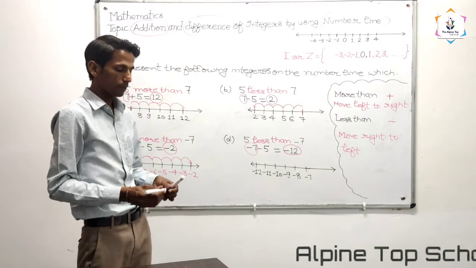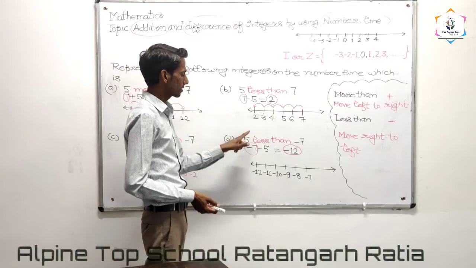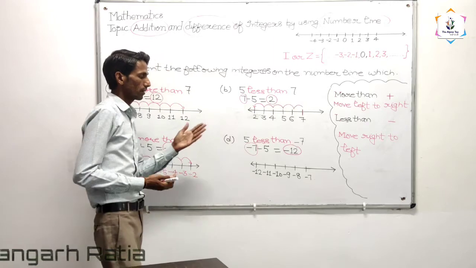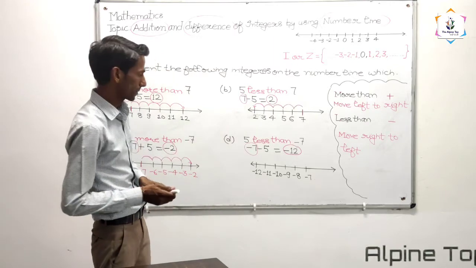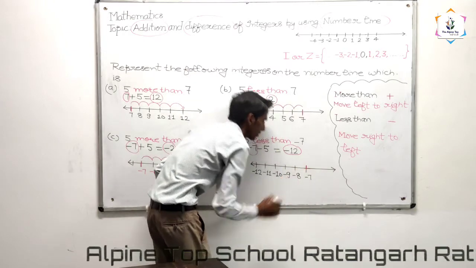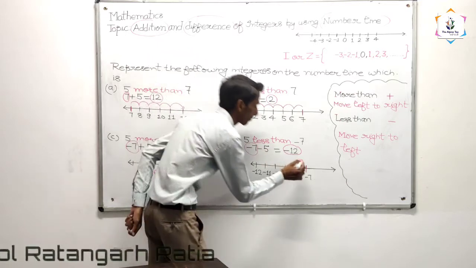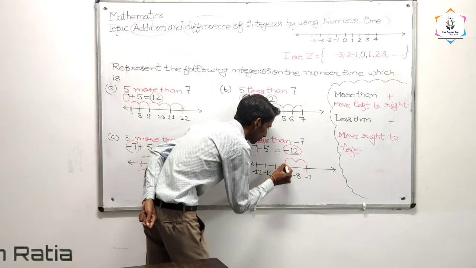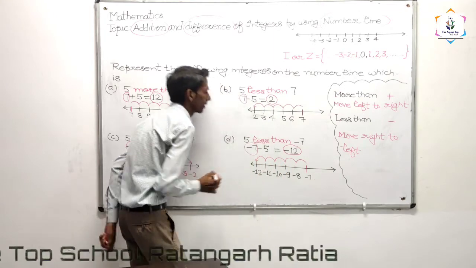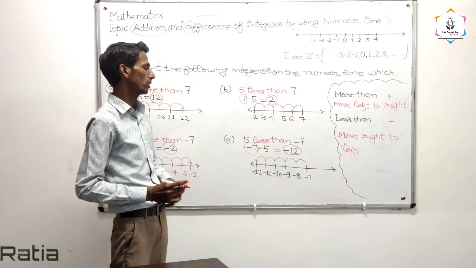Now how can we represent the difference of two integers? Out of these two, one is positive and one is negative. How can we represent the difference of these two integers on the number line? See, the starting position is minus 7. This is the beginning position. According to the negative symbol, we have to move right to left. How many steps? 5 steps we have to move: 1, 2, 3, 4, 5. This is our destination. It means minus 12. That answer we have already got earlier.